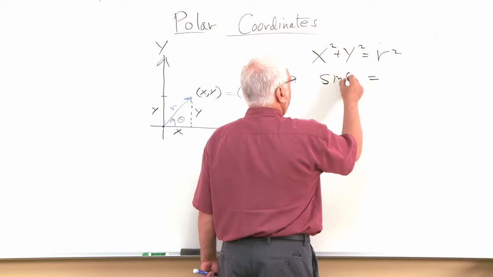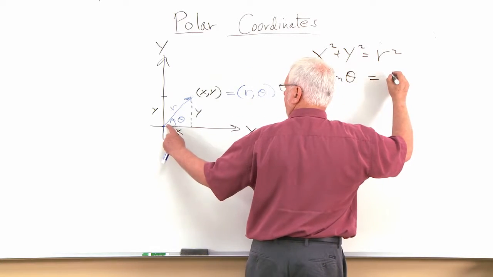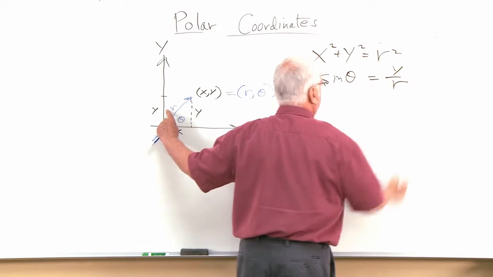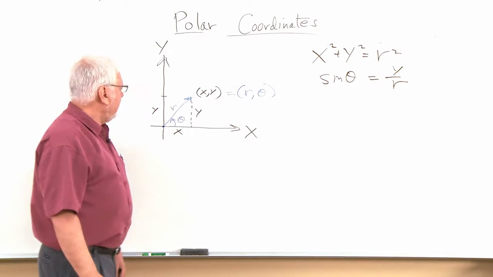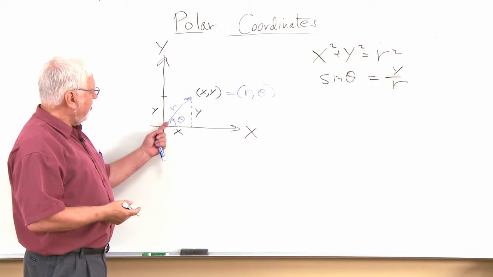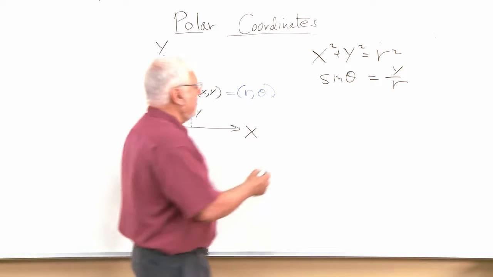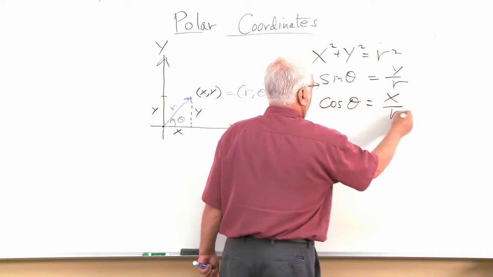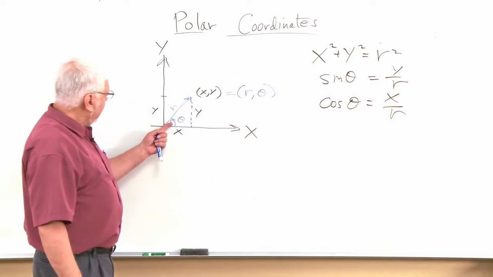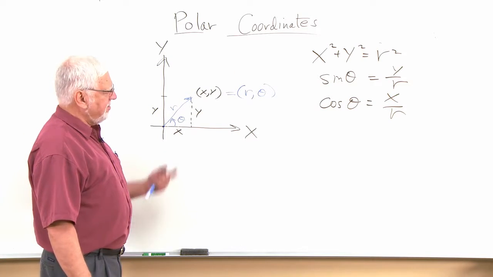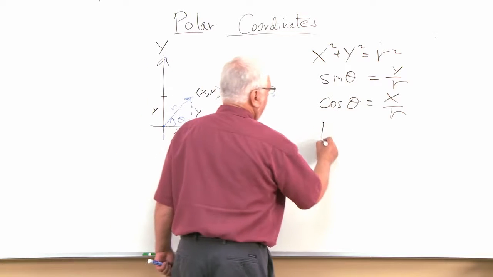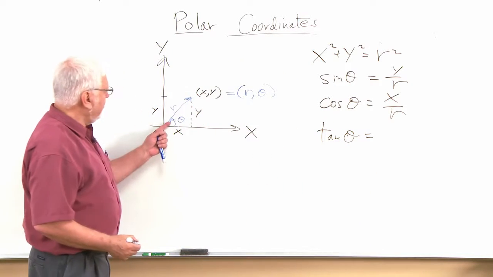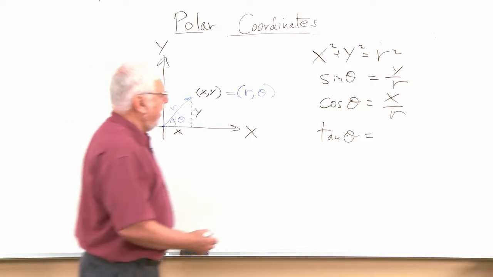The sine of theta equals what? Sine of theta equals y over r. So that's one. Now, it's pretty obvious what the next one would be, the cosine of theta. What's the cosine of theta equal to? X over r. Cosine would be x over r, and there's a third one, isn't there? Tangent. The tangent of theta is equal to y over x.